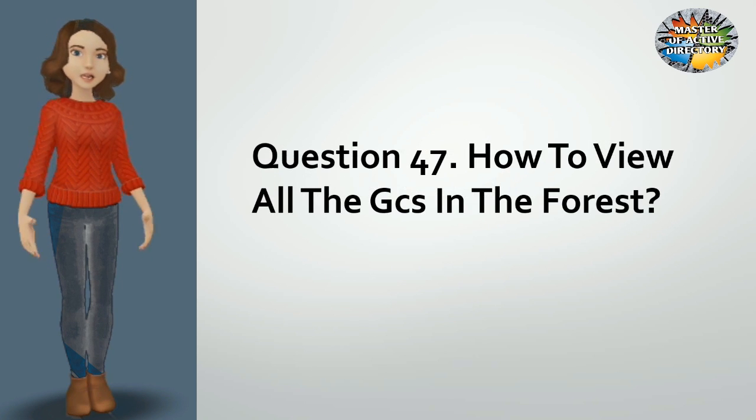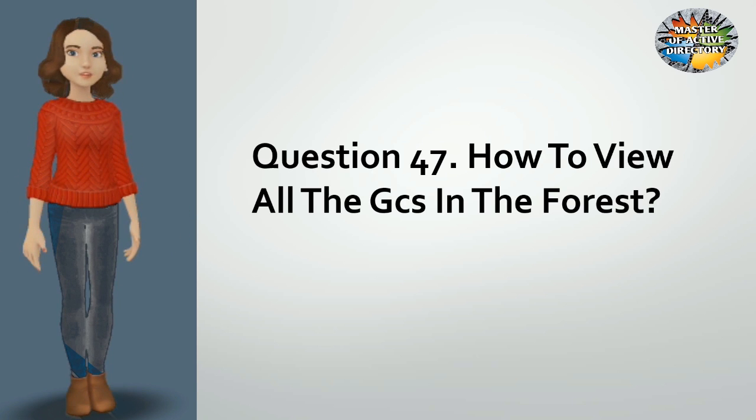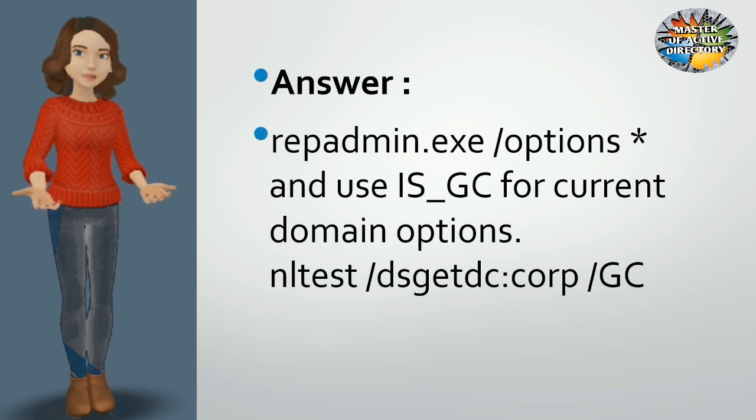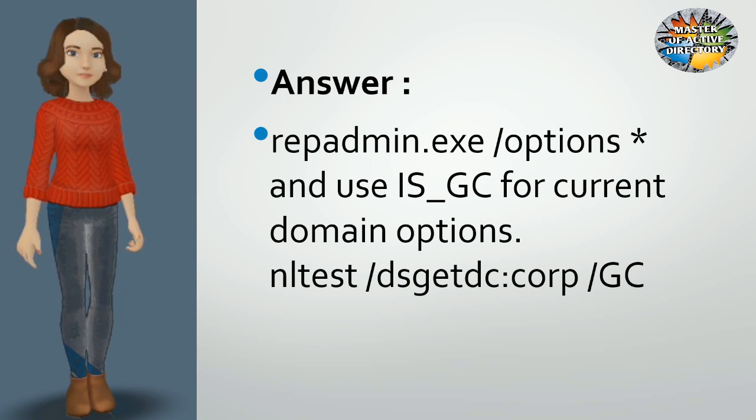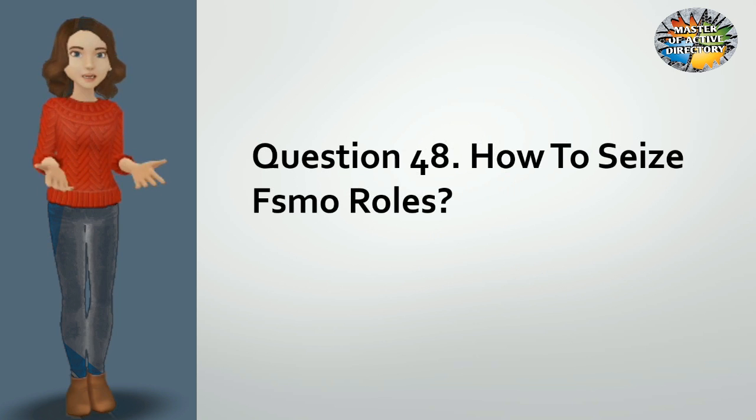Question 47. How to view all the GCs in the forest? Answer. Replmon.exe options asterisk and use _GC for current domain options. NTDS Settings Corp GC.